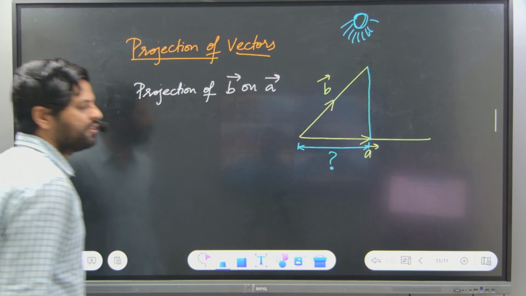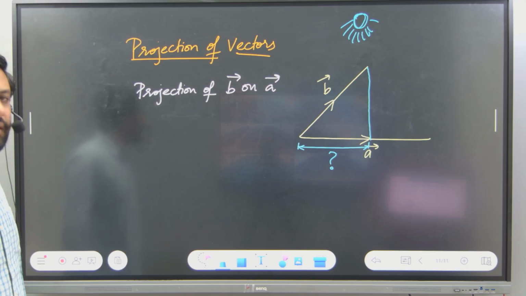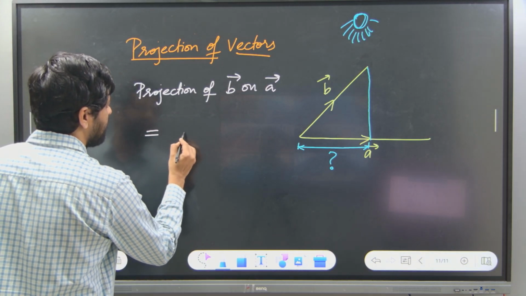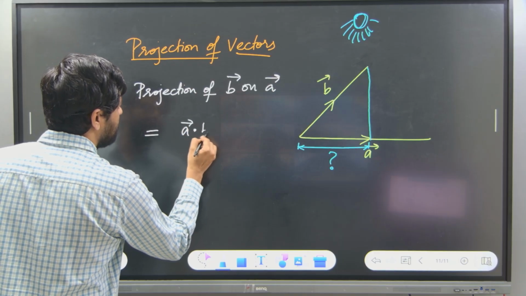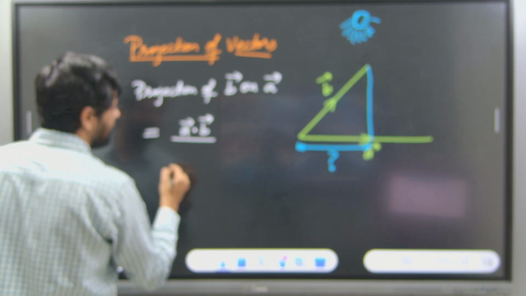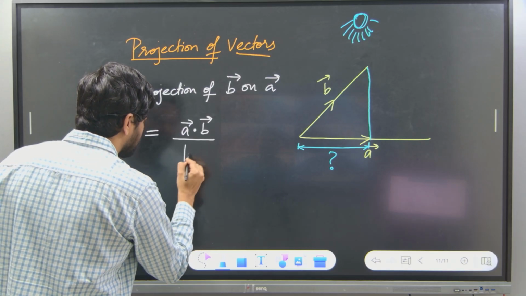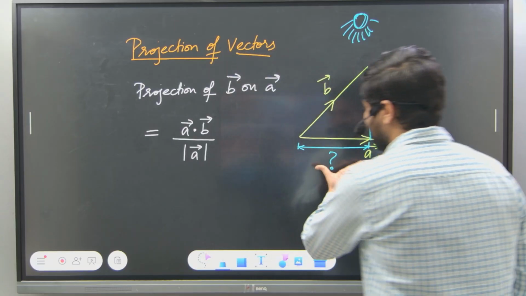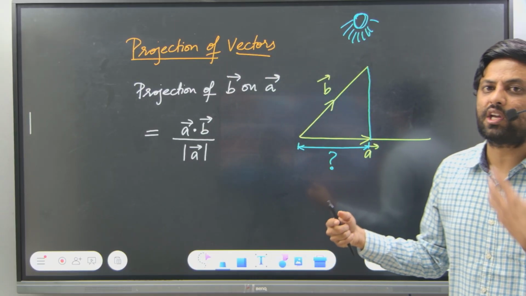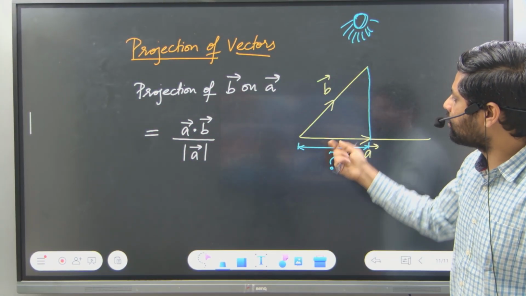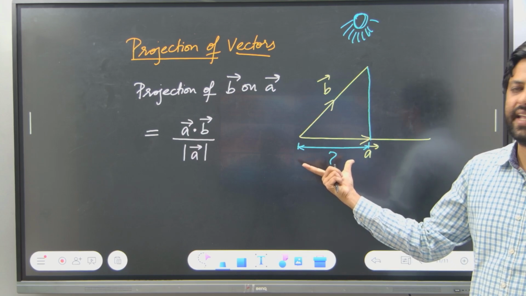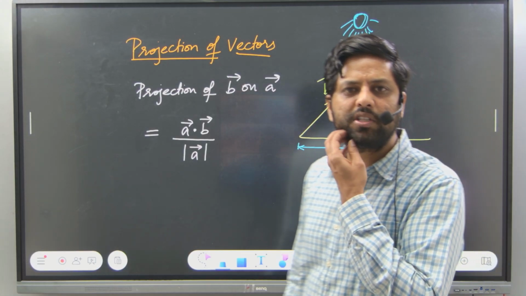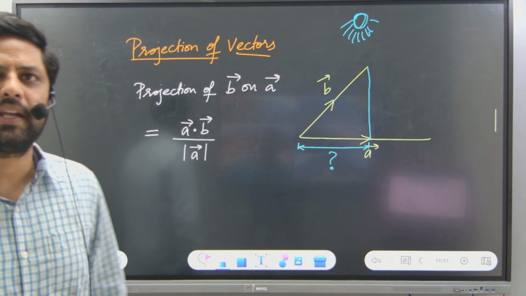Now if I have to find out how much this particular shadow is, then the projection of B on A is given by A dot B divided by the magnitude of A vector. We are talking about the shadow of the B vector on vector A. It's given by A dot B divided by magnitude A. Any idea how we came to this formula, or why this is the formula?